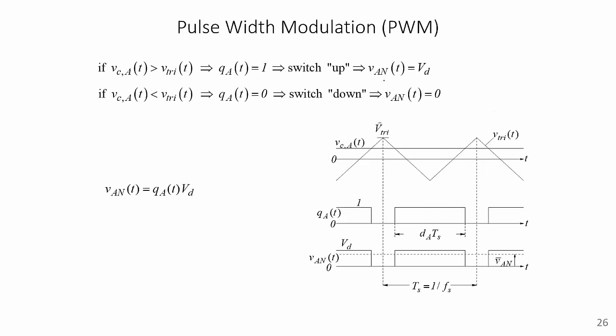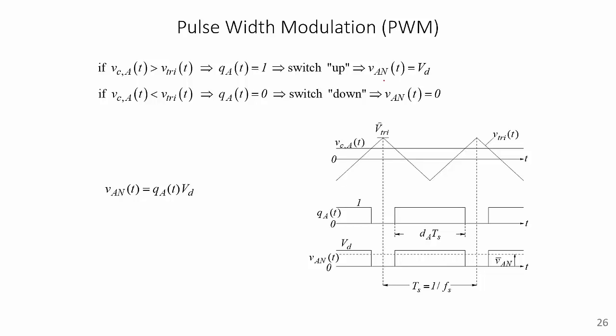When the control voltage is greater than the carrier voltage, the switch is turned on, connecting the output voltage to the DC bus. Thus, the output voltage is equal to VD. And when the control voltage is less than the carrier voltage, the switch is turned off, connecting the output to the negative of the DC bus, thus setting the output voltage equal to 0.